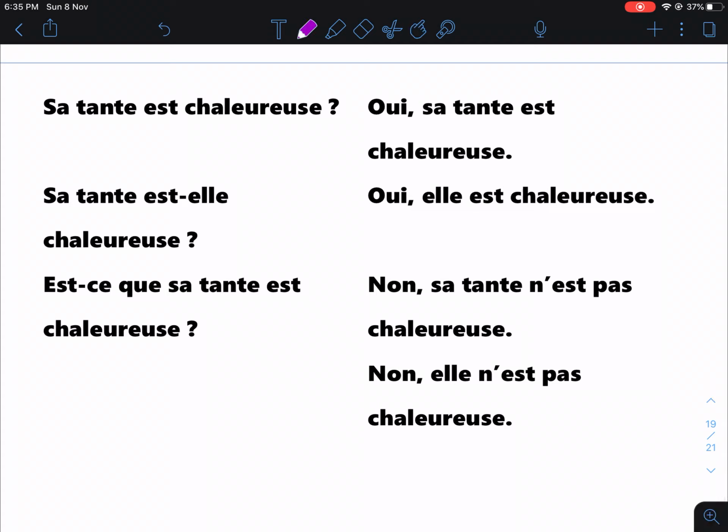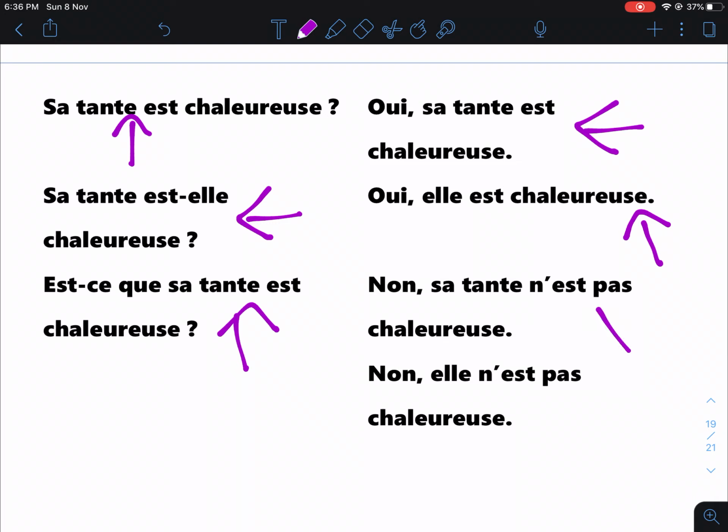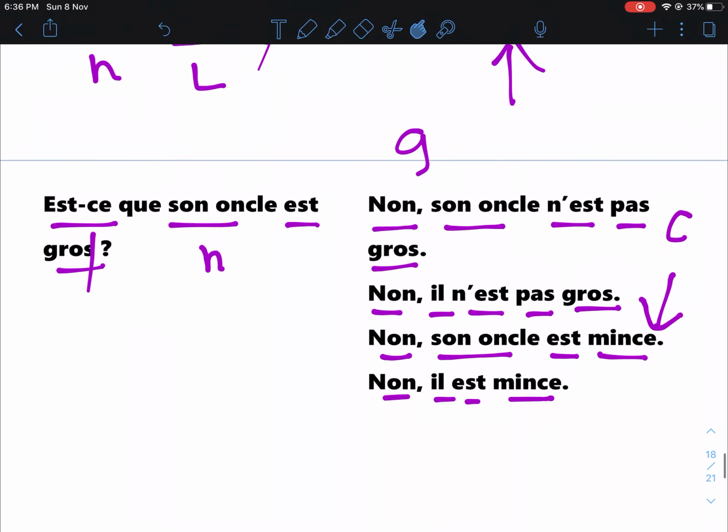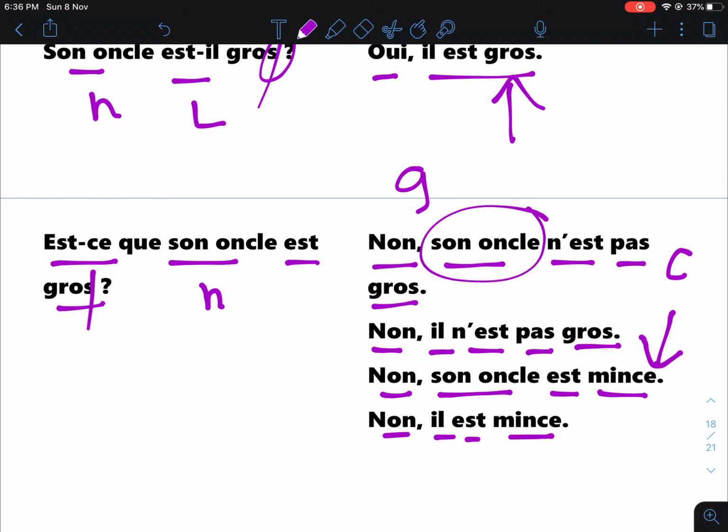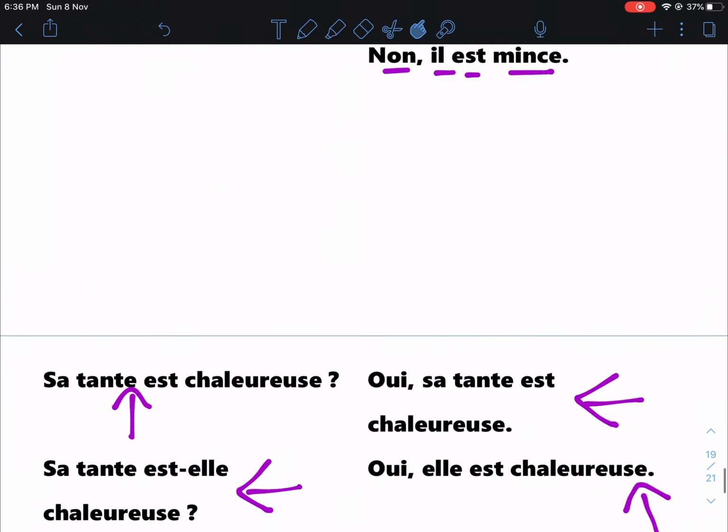Okay, let's talk about auntie. So you have auntie and a few adjectives to describe her. Well, for auntie here only one adjective to describe her. Chaleureuse. Chaleureuse here means warm. Right, let's look at whether his or her auntie is warm. So you have sa tante est chaleureuse. Sa tante est-elle chaleureuse? Est-ce que sa tante est chaleureuse? So your answers would be oui, sa tante est chaleureuse. Oui, elle est chaleureuse. Non, sa tante n'est pas chaleureuse. Non, elle n'est pas chaleureuse. If you notice, sa tante here can be replaced with elle, just like what we have here. Son oncle can be replaced with il. All right.